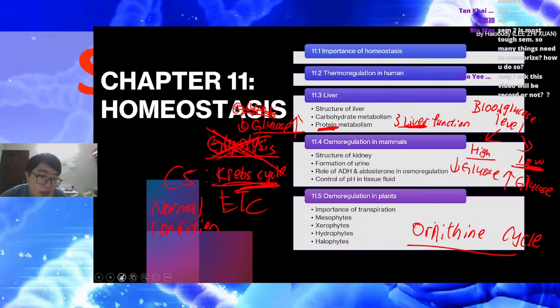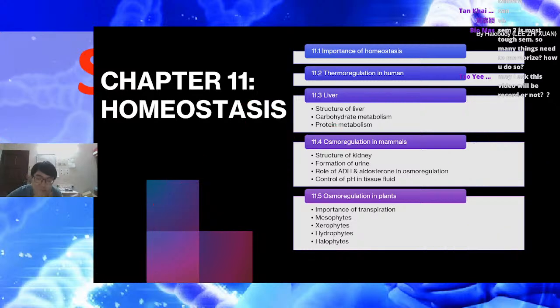Okay. So this one is for liver function. Then there is osmoregulation in mammals. So this is thermoregulation, and this is osmoregulation. This means regulation of the water content in our body. Because although our body needs water, we cannot have too much water content in our body. We have to release it out. So that is why we have kidneys.